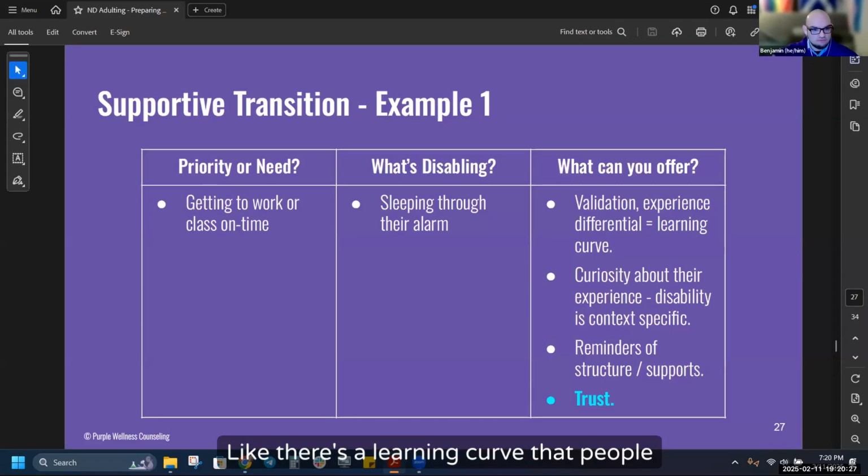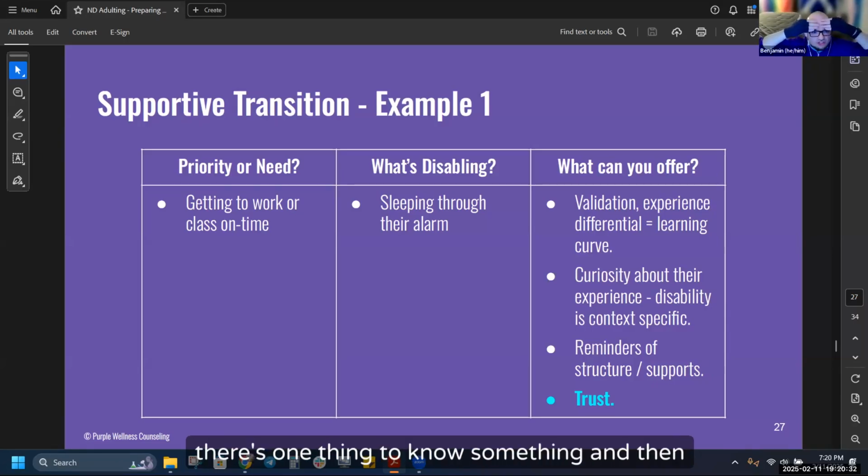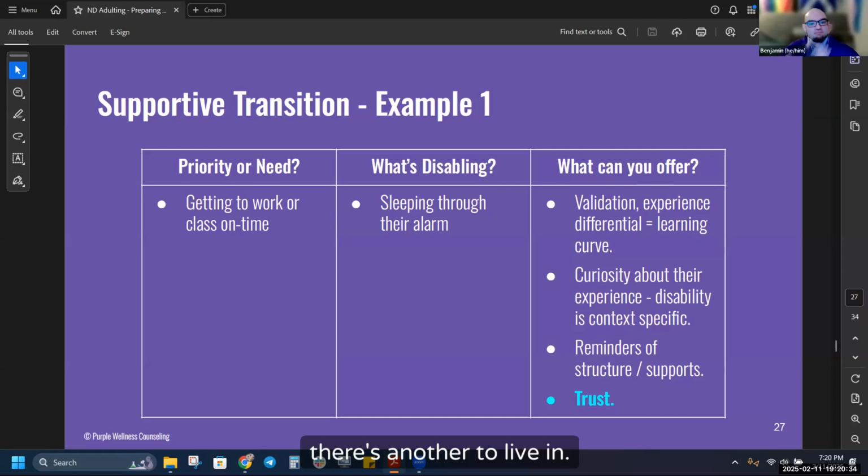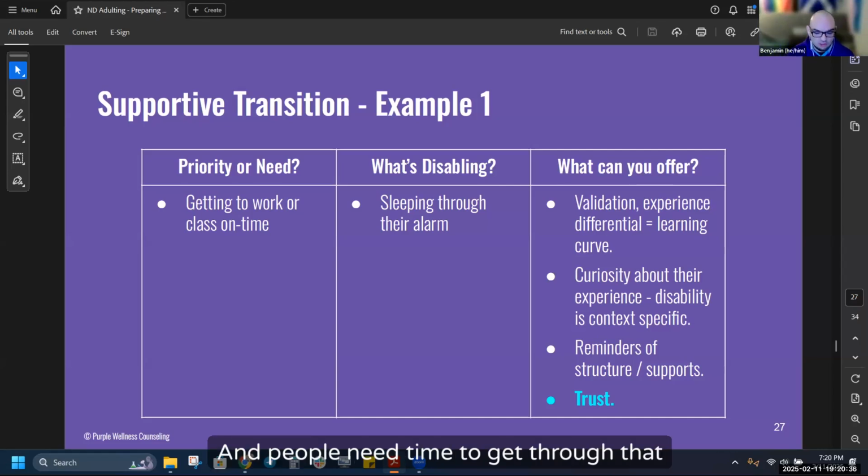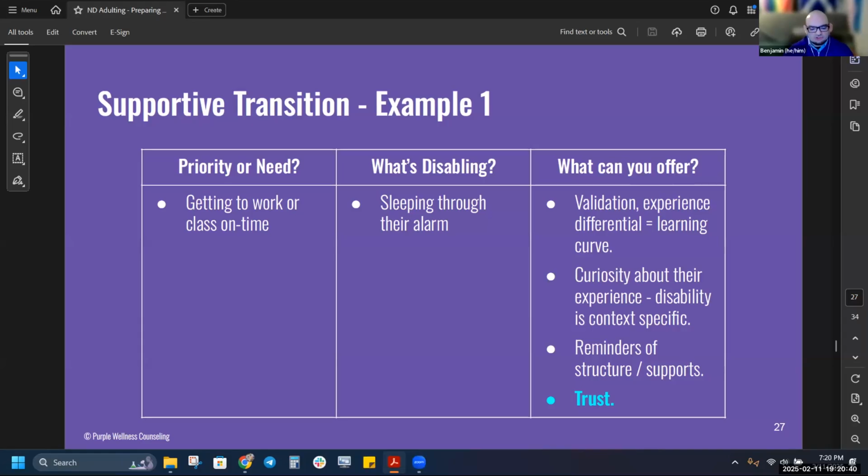Like there's a learning curve that people have to be given time to figure out, because there's one thing to know something and then there's another to live it, and people need time to get through that learning curve. And so offering validation and patience is really important. We can also hold curiosity about somebody's experience.